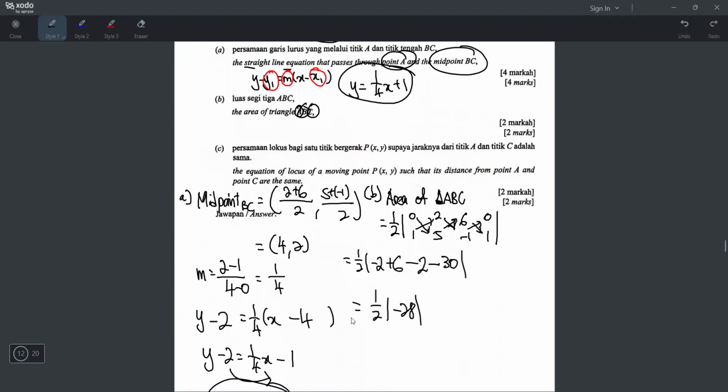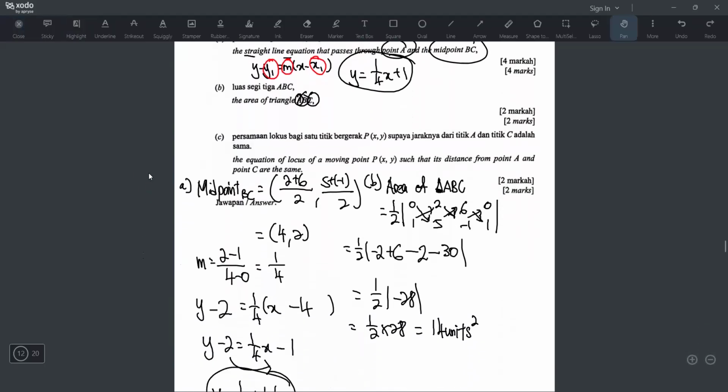Okay, now what is modulus -28? It will be positive 28, and then divide 2 is just 14. And make sure you write unit square, because this is area, right? Okay, that's all. Sudah siap.